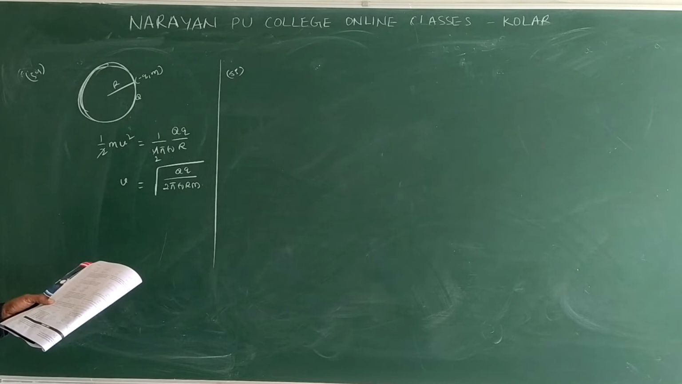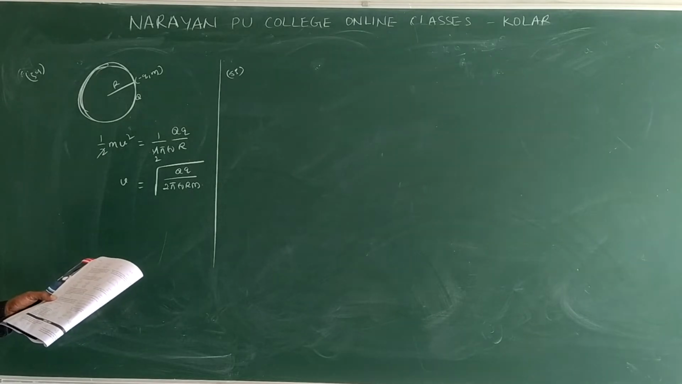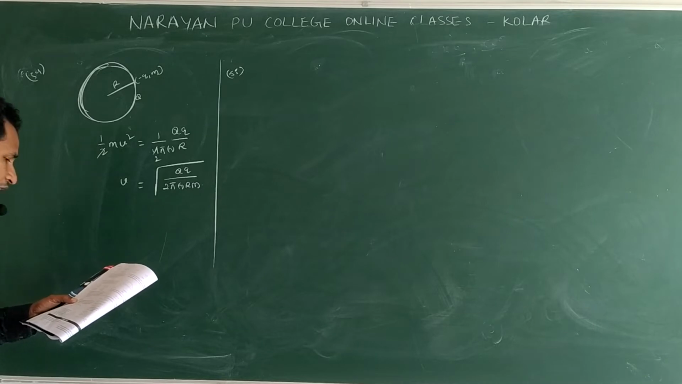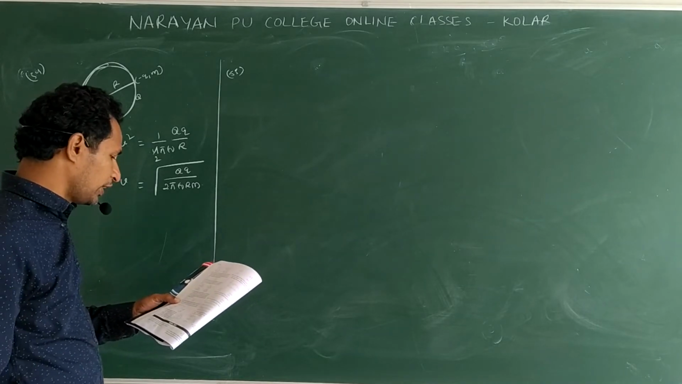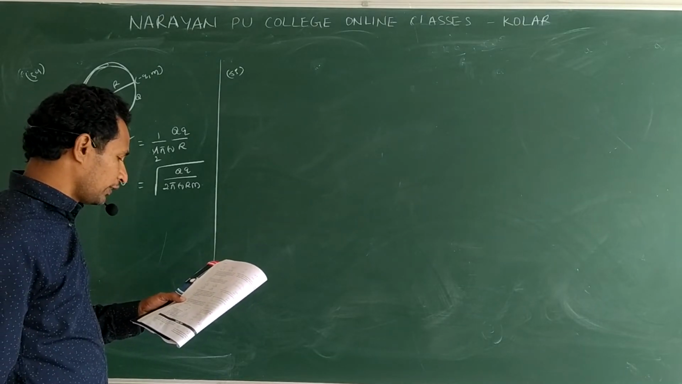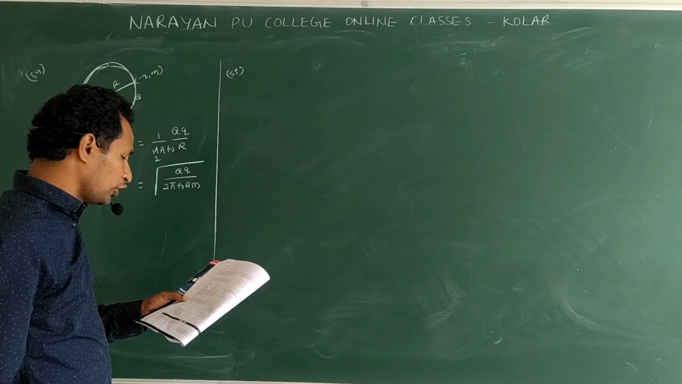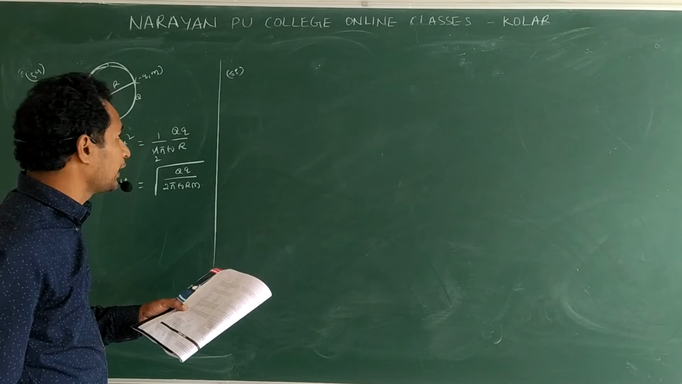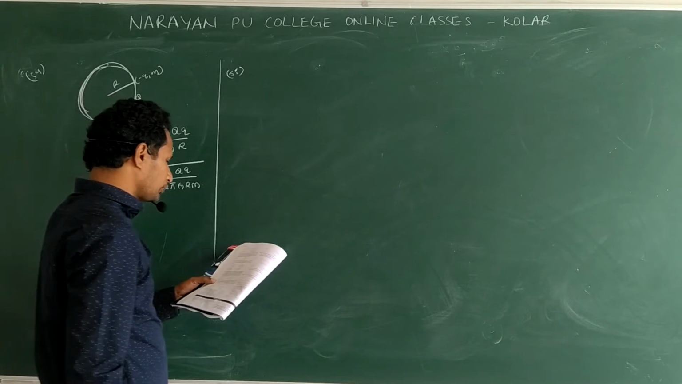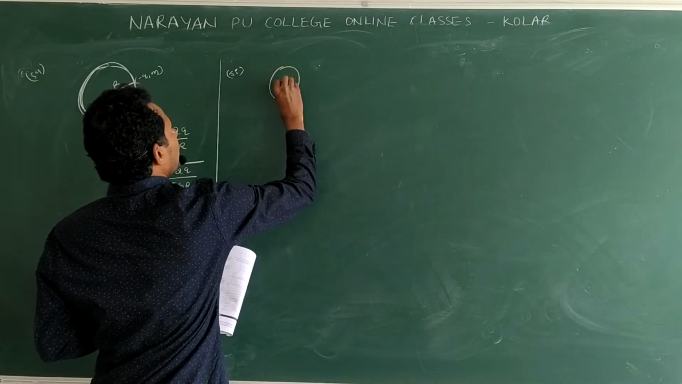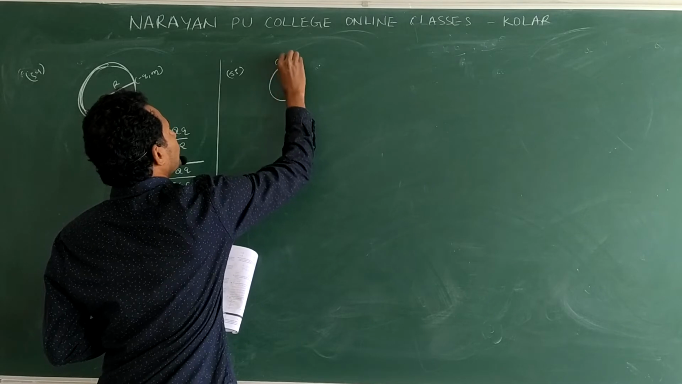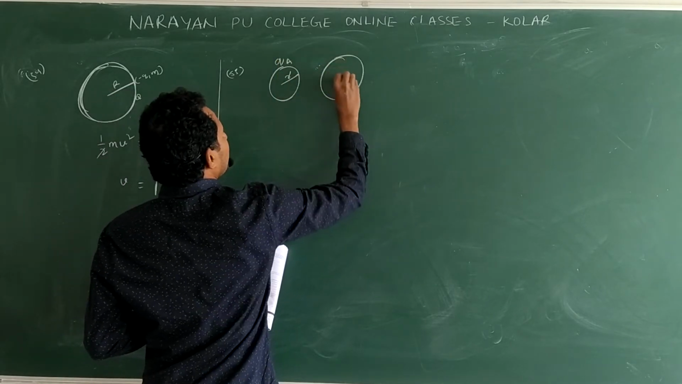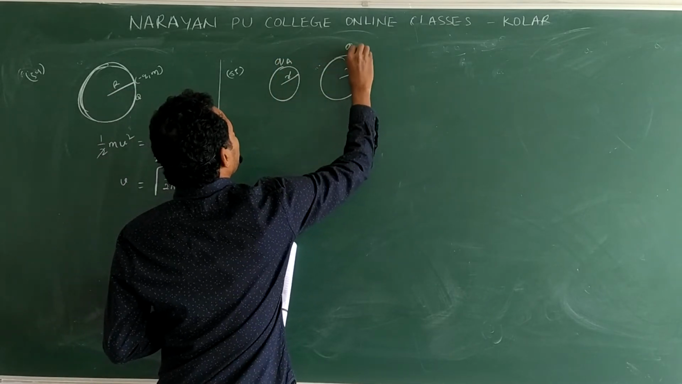Two conducting spheres A and B of radius r and 3r are separated by a distance d and are uniformly charged. If the spheres are connected by a conducting wire, then in the equilibrium position, what is the ratio of the magnitude of electric fields at the surface of the sphere A and B? Clear? Now sphere A, this is R, charge QA, and this is 3R, charge QB.